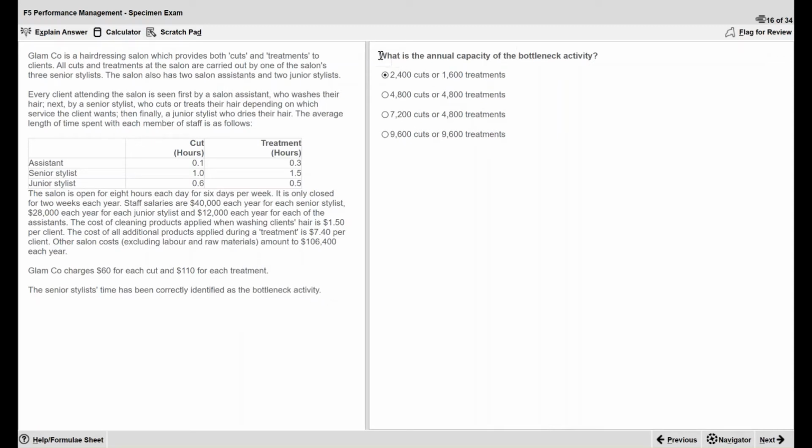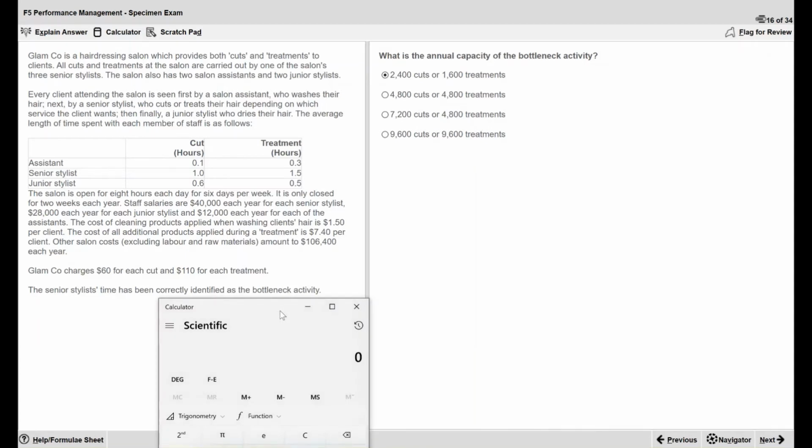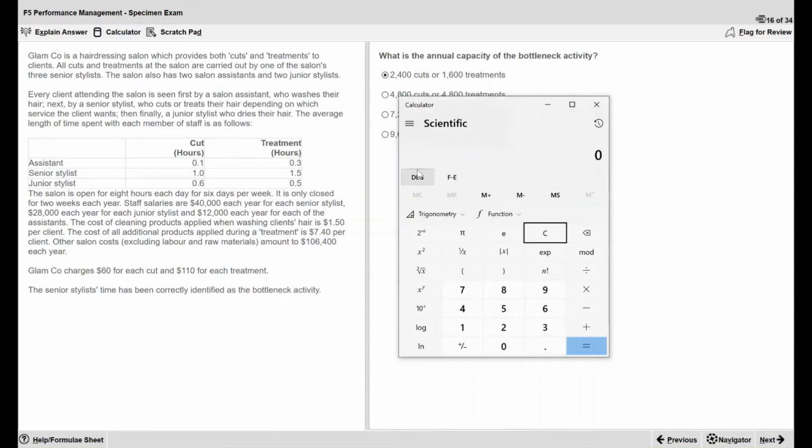So requirement of the first question: what is the annual capacity of bottleneck activity? Which means how many total units we can perform. They have asked treatments and cuts. So they said at the top that we have 3 senior stylists who work 8 hours every day. We have 6 days every week, and we have 2 weeks off. There are 52 weeks every year, so 2 weeks off would mean 50 weeks. So that means we have 7,200 total hours available.